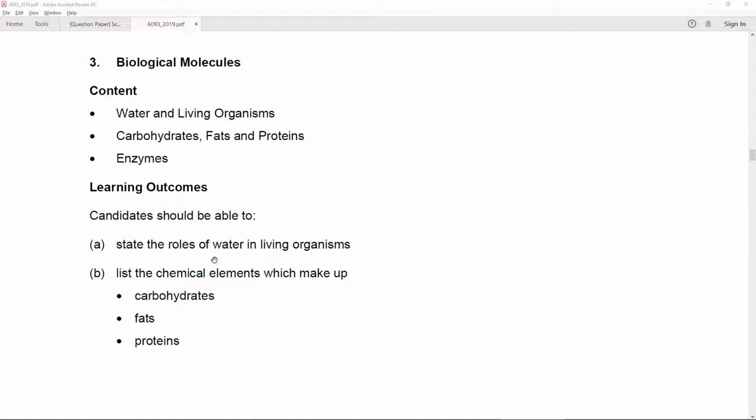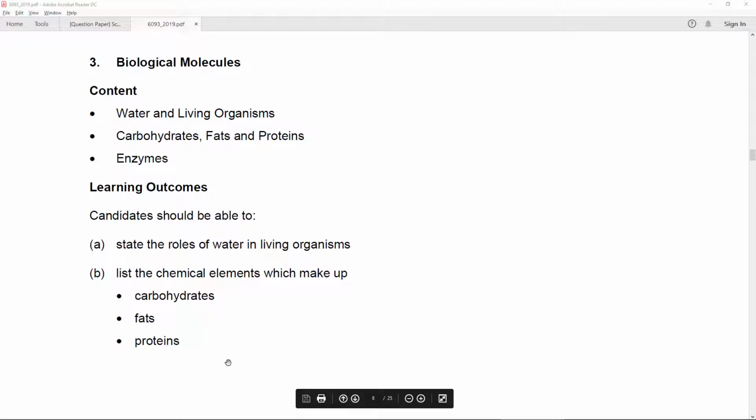So we are on this chapter of biological molecules, and what you have learned in the previous video is the role or the function of water in living organisms, why it is important, and how it plays a part in animals as well as plants. In this video, we will be focusing on carbohydrates, fats as well as protein.